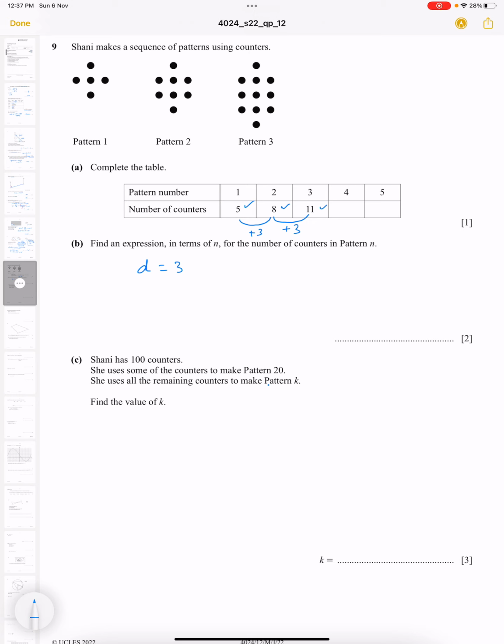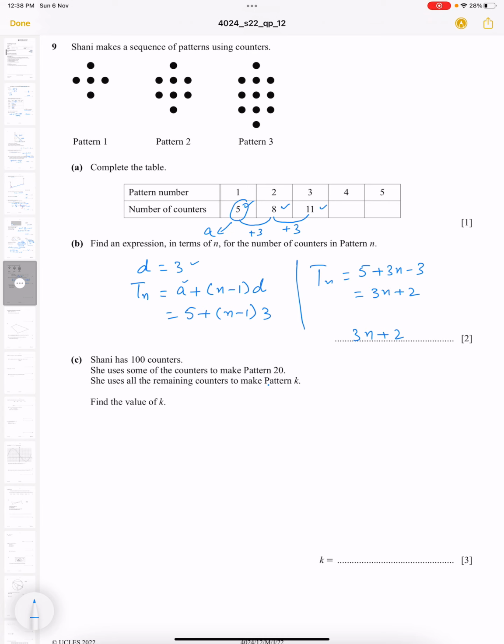So the relation which we use for the nth term is Tn equal to A plus n minus 1 times D. A is the first term. In this case, A is basically 5. This is A plus n minus 1, and D is the difference, which is 3, so times 3. Solving it, we get Tn is equal to 5 plus 3n minus 3. That makes it 3n plus 2. This is the expression for the nth term.